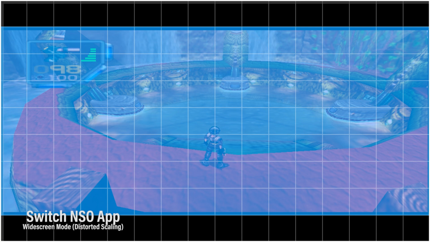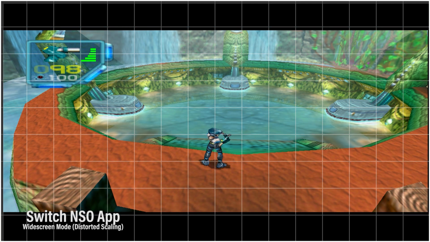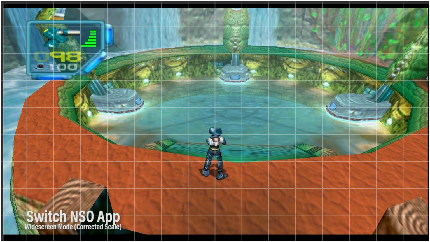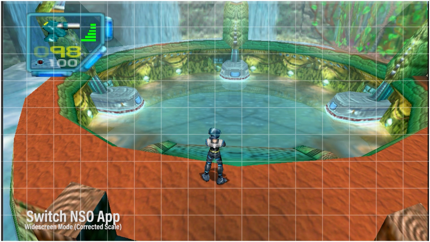To fix it, what Nintendo would need to do is apply the same scaling factor they've applied to scale the image horizontally to the vertical axis as well. This will crop out the black bars and present an image that is 16 by 9.